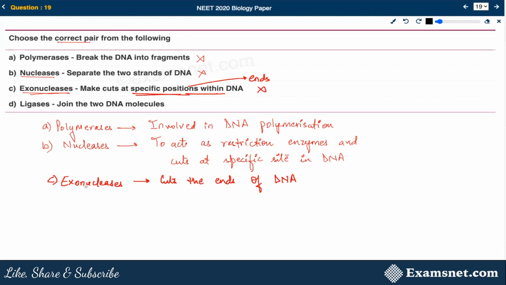And option D says ligases. DNA ligases are primarily responsible for joining DNA fragments, that means sealing the DNA fragments. So this is the correct statement. It joins DNA fragments.